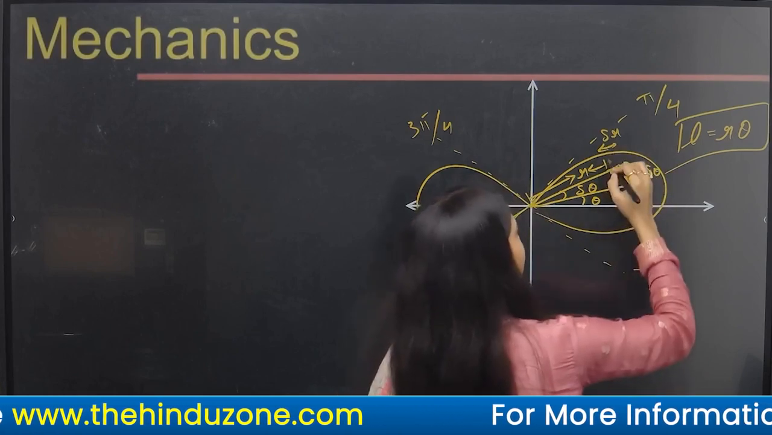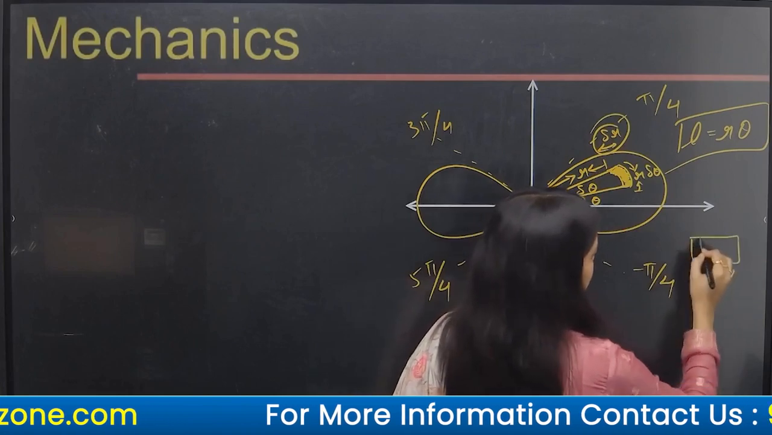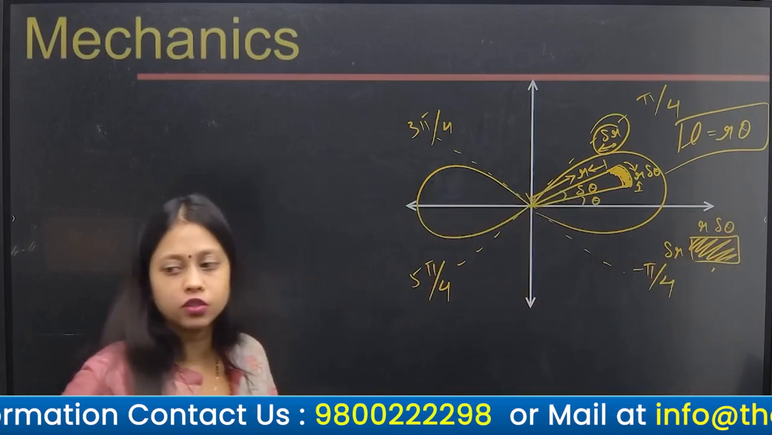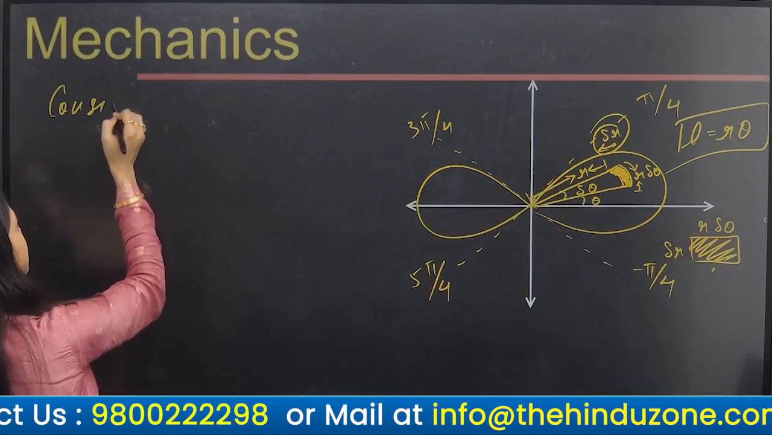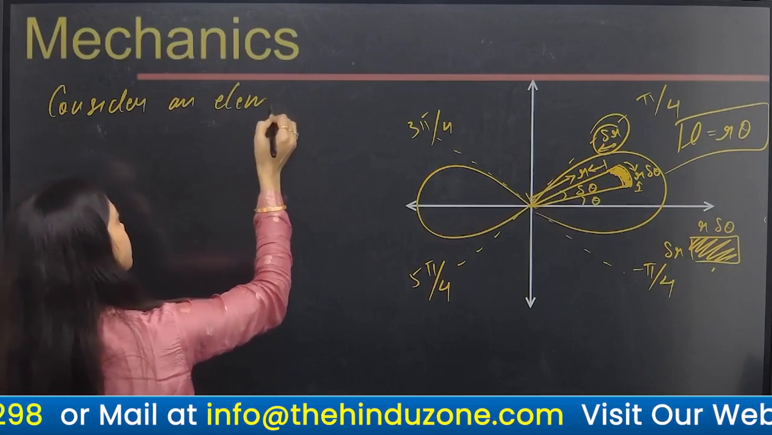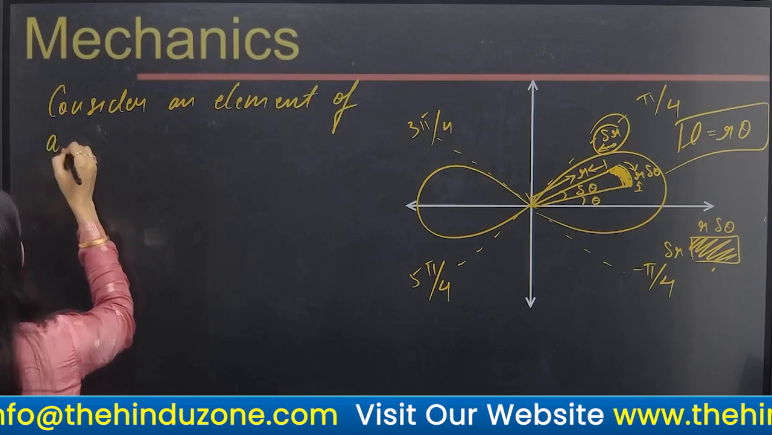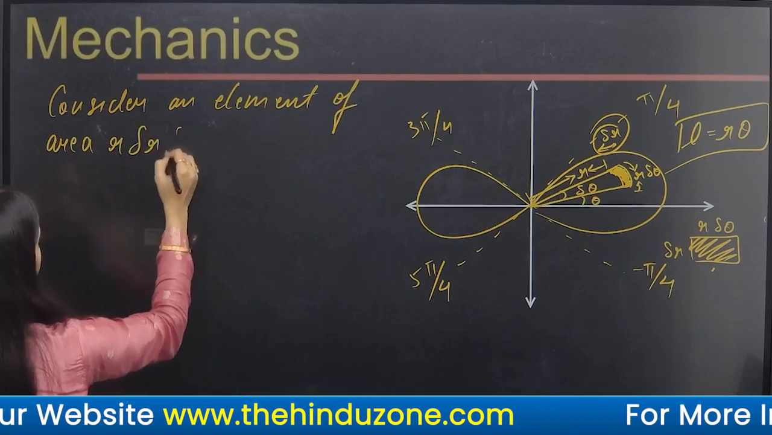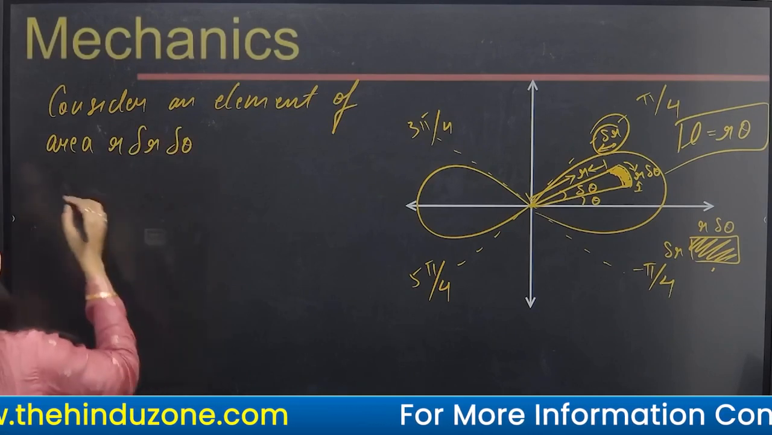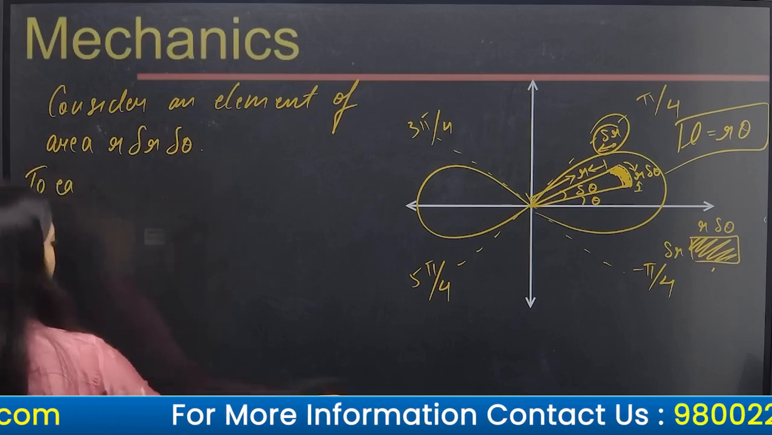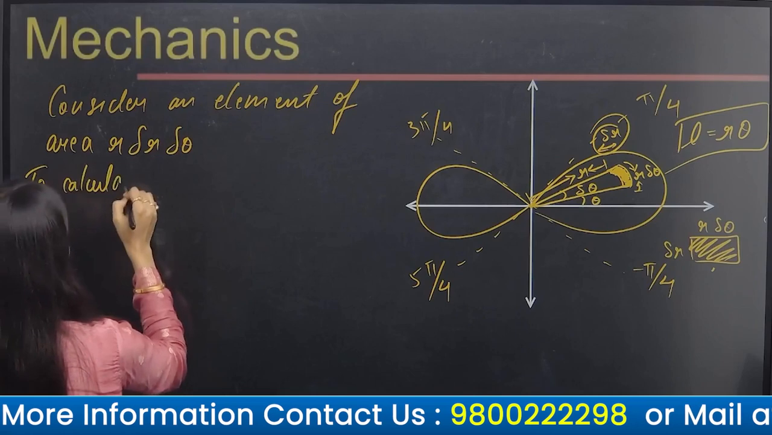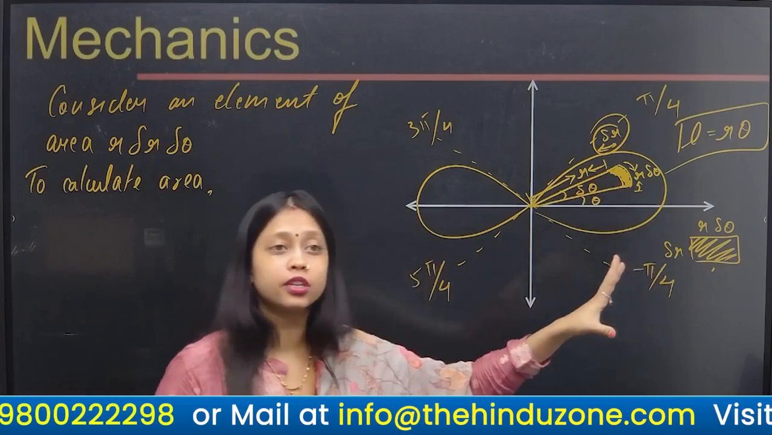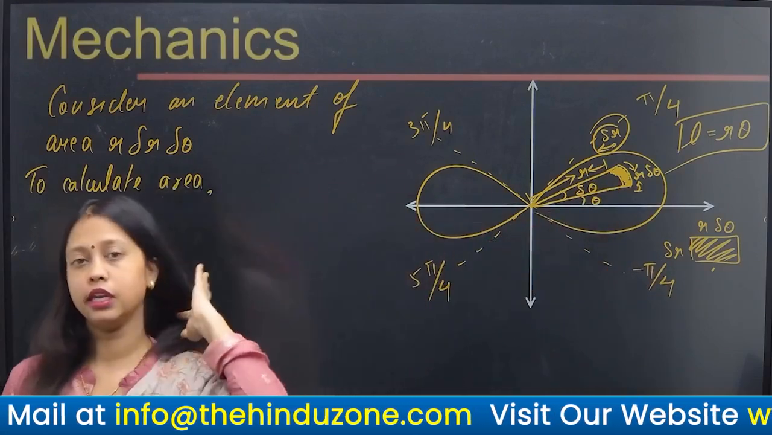This is r, and this is del r. So I can consider this element in which this is del r and this is r del theta. So what will be the area of this? Consider an element of area r del r del theta. Okay. To calculate the area of the complete figure, because this is not a standard object for which I know the area, I have to calculate the area here.